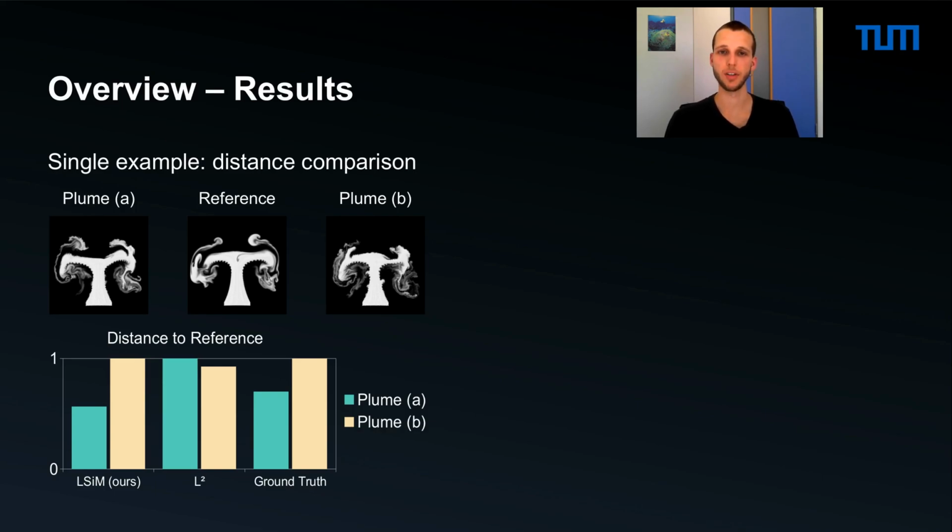A quick overview of our results. On the left here, you can see a single example comparison. In the middle, there's the reference plume and two variants A and B on the left and on the right. And visually, and also from the ground truth, plume A looks more similar to the reference. Our metric recognizes this fairly well, and you can see it here in the distance plot that the distance matches with the ground truth. For an L2 distance, the opposite is true, so it extracts distances in a way that are not really suitable, as you can see.